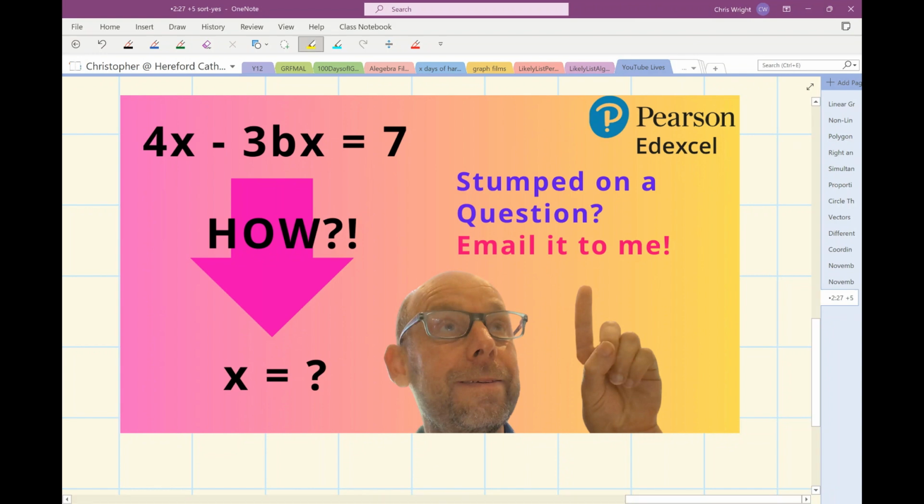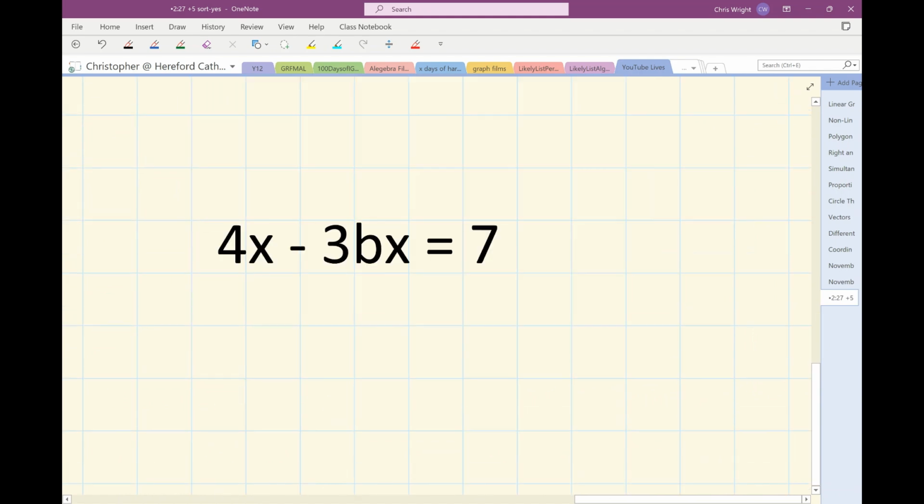Essentially, what we've got is an expression here, and we have to make x the subject of that expression. We're rearranging to make x the subject. So we're going to end up with an expression which begins x equals. Now let's have a look at that in a bit more detail.